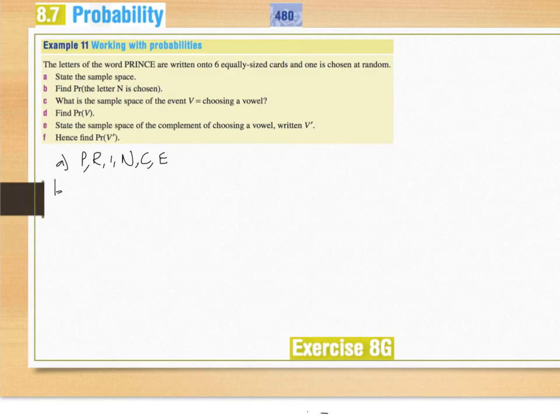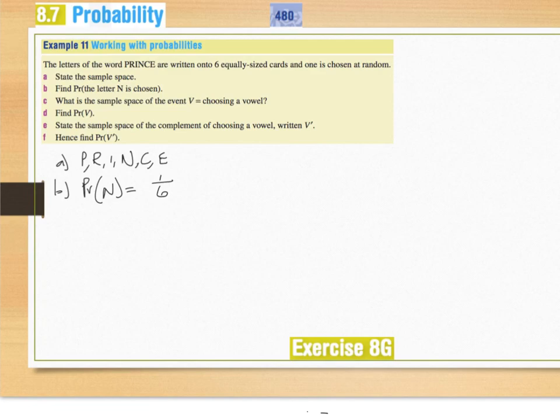B, find the probability of finding the letter N. If I pick a card, how many favorable outcomes are there? There's 1 N, and I'm going to pick that out of 6 cards. So the probability is 1 in 6. I always have to check, is this in simplest form? And my answer is yes.